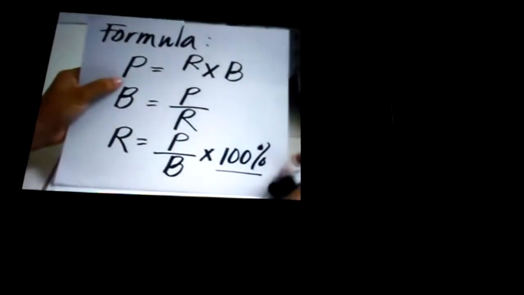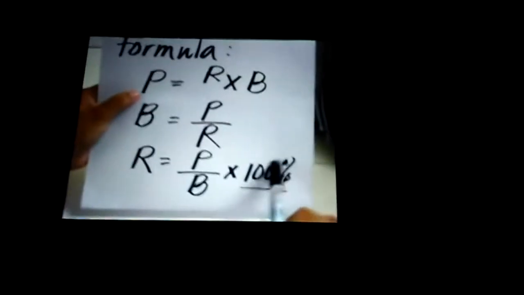Now, we were able to derive 3 different formulas. The formula for finding the percentage is the rate in decimal form times the base. The base is equal to the percentage divided by the rate, which is also in decimal form. And the rate is equal to the percentage divided by the base, but you have to multiply it by 100%.